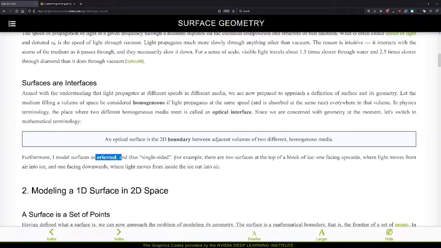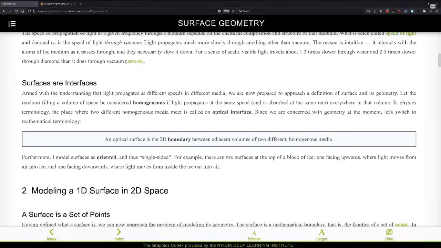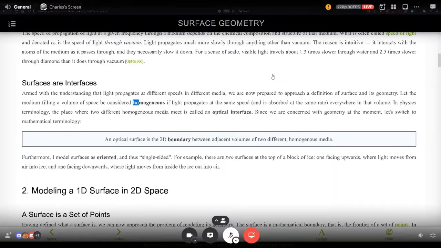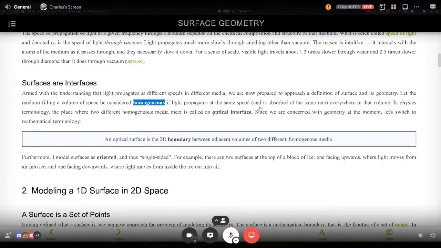Surfaces are oriented, single-sided. So there are always two surfaces on the top of the block of ice: the one facing upwards, where the light moves from air into ice, and one facing downwards, where light moves from inside the ice out to air. So it sounds like it's describing that surfaces are interfaces between different sections that are homogeneous. And we need to do that because light moves through media.